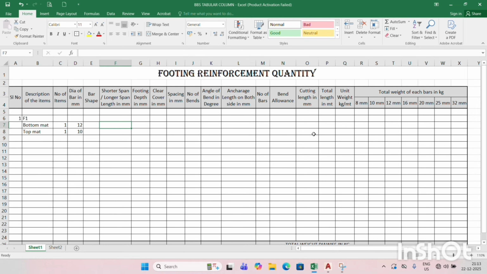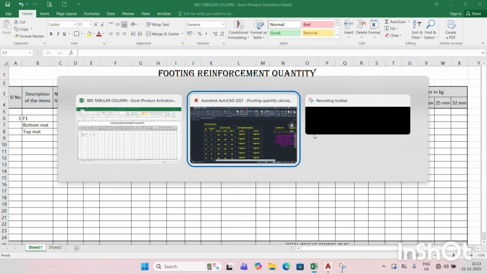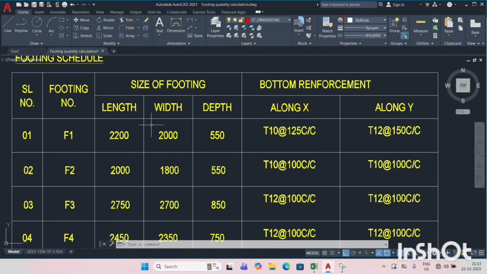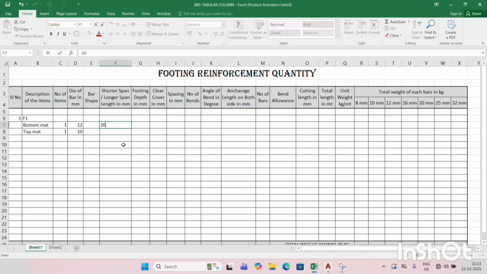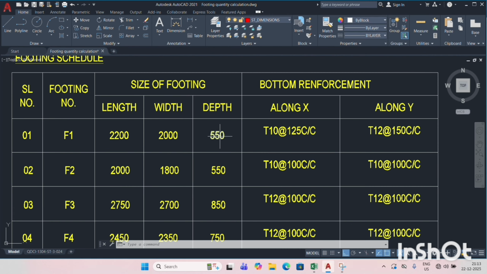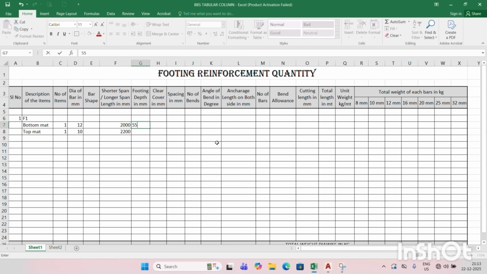Then the shorter span or longer span length in mm. The bottom bar means it is the shorter span. What is the shorter span length? Shorter span length is 2000, longer span length is 2200. And what is the depth of the footing? Depth of the footing is 550 mm. And what is the clear cover for the footing? Cover for the footing is given as 50 mm. It is given in the drawing.